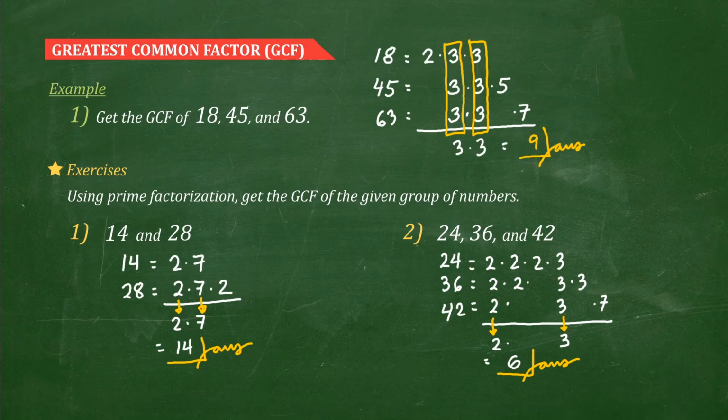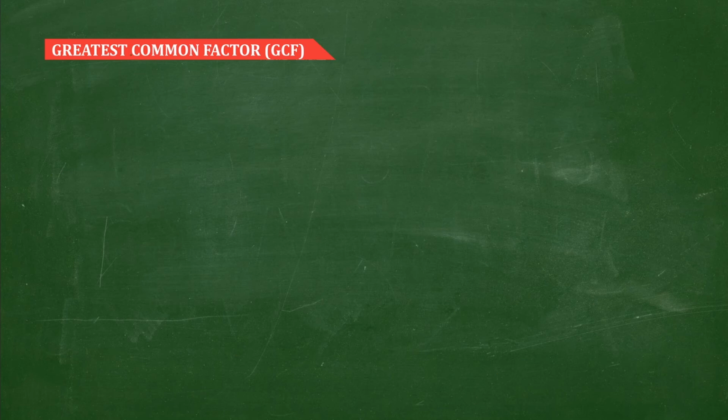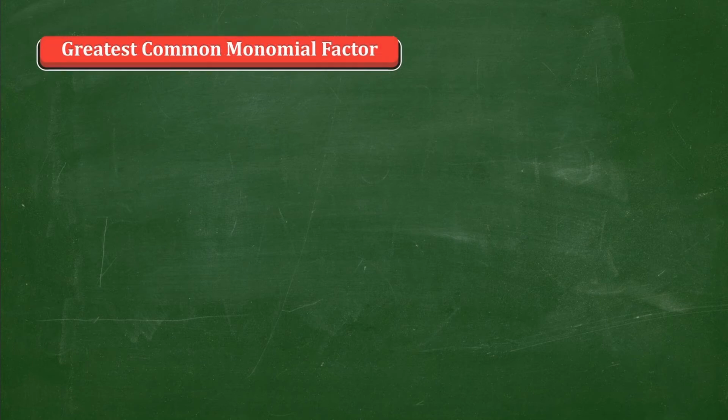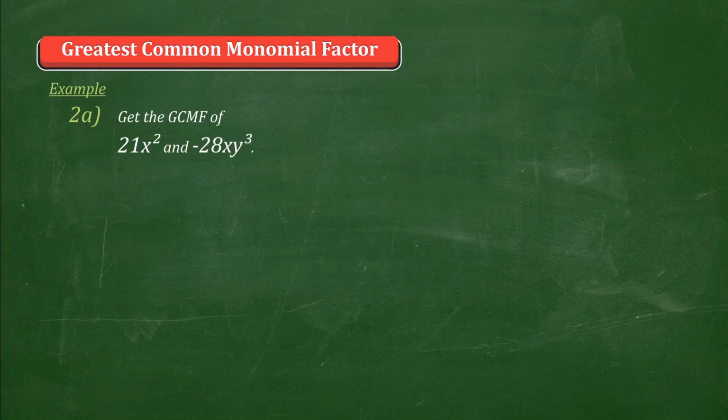Now, let's apply these very same concepts to polynomials. This time, instead of looking for the greatest common factor, we are now looking for the greatest common monomial factor. Finally, we have come to our lesson. Let's look at our example. How do we get the GCMF of these two monomials? How do we do it this time that we already have variables?